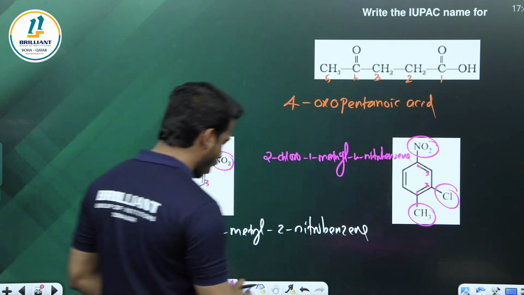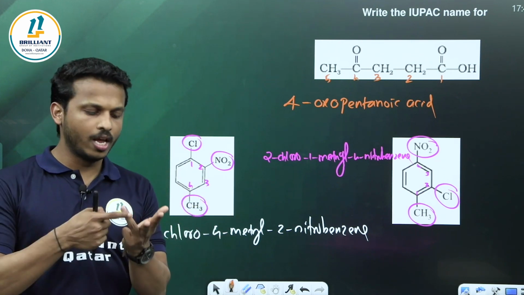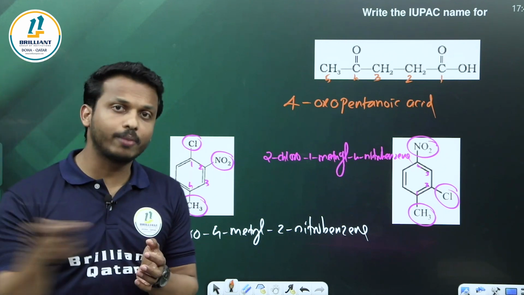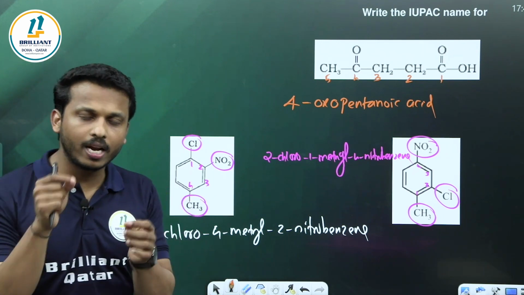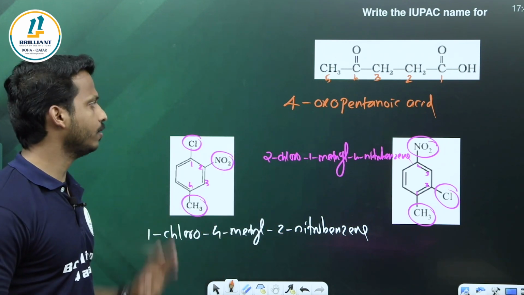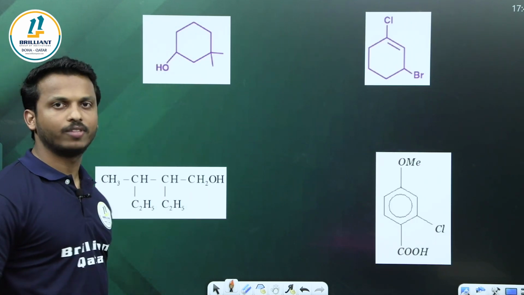Okay, so if all are least priority groups, which are the least priority groups? Halogen, nitro, alkyl groups. If all are least priority groups, all of them should get the least numbers, number in such a way, then alphabetical order, write it. Chlorine first, then methyl, then nitro. Clear, all? Next one. What is the IUPAC name of this cyclic compound?